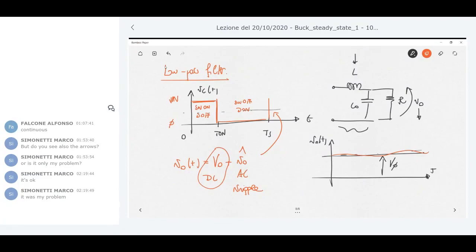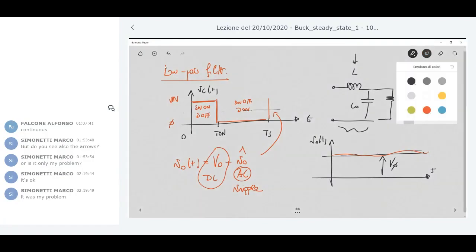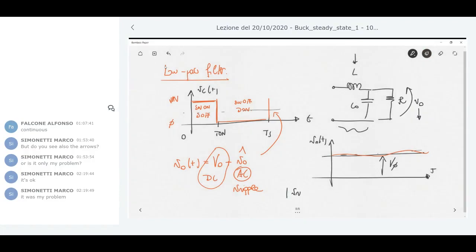Typically, what happens in all buck converters, in all switch mode converters, is that they are designed to have this AC part very small with respect to the DC component, which is the variable that I want to get at the output. So typically, the V ripple, or V naught AC component, is much less than the DC component. So I can say that the V naught output voltage is more or less the same as the V naught DC component.